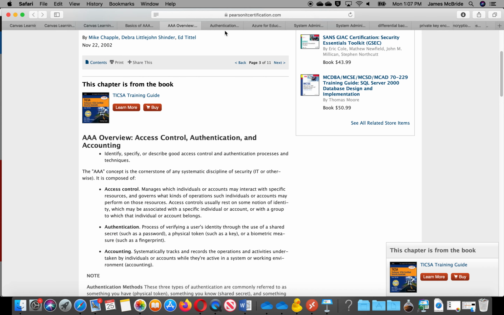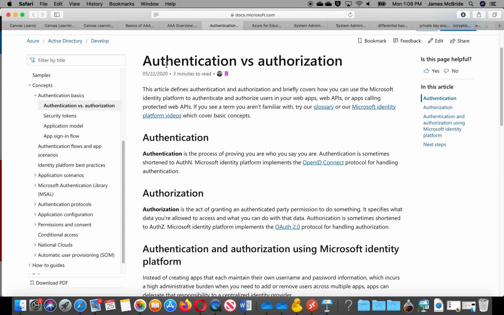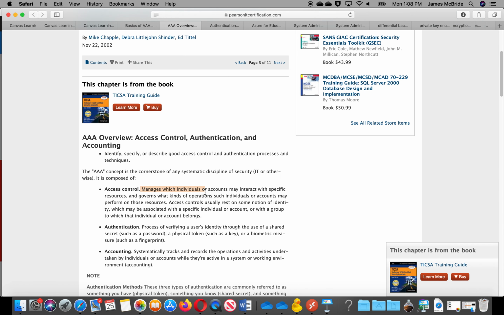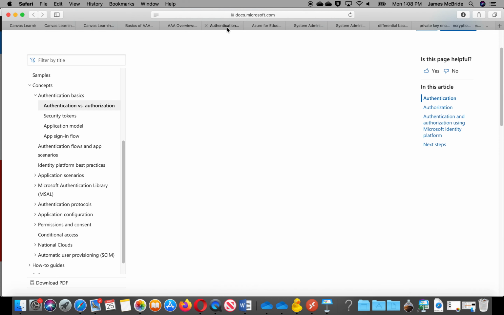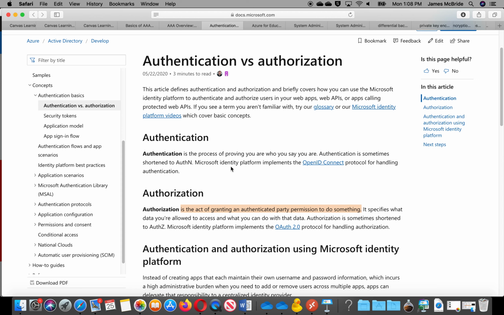And then they mention access control, and over here we talk about, I included this link, authentication versus authorization. So authorization is that act of granting an authenticated party permission to do something. And so that is access control, which manages which individuals or accounts may interact with a specific resource. So here with authentication, you're typing in your password, you're getting a facial recognition that's authenticating you to the system. Then what are you authorized to access? What can you get in according to what your face said or what your password and user ID combination gave you? And so that's the AAA.